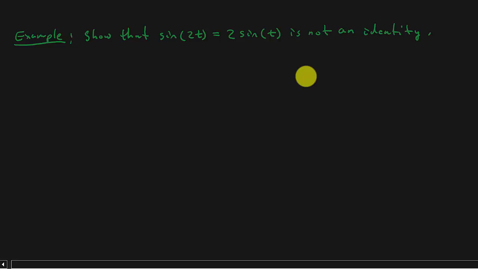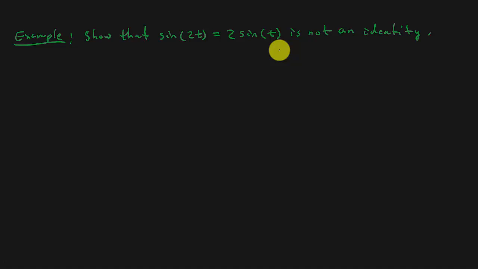All right, so now this problem is going to lead us into the next section. The next section in a trig book is verifying trig identities. So you might have something like this. Here it says, show that sine 2t equals 2 sine t is not an identity. What does that mean, to show that it is not an identity?